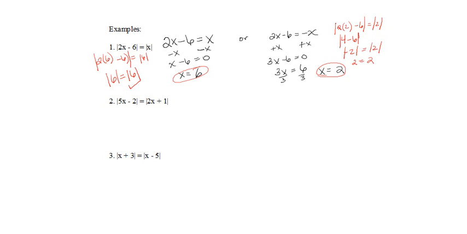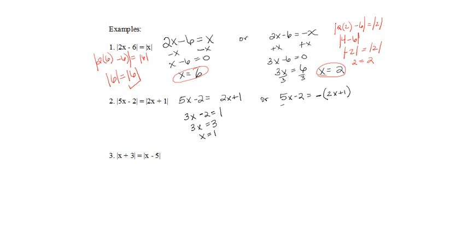We'll look at example number 2. Our two equations are going to be 5x minus 2 equals 2x plus 1, or 5x minus 2 equals the opposite of 2x plus 1. When I work the first problem, I'm going to subtract 2x from each side. I get 3x minus 2 equals 1. Now I'm going to add 2 to each side. I get 3x equals 3, so I know x must equal 1.